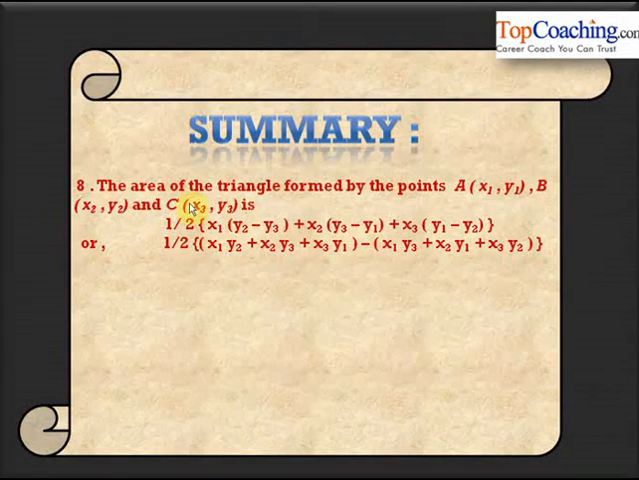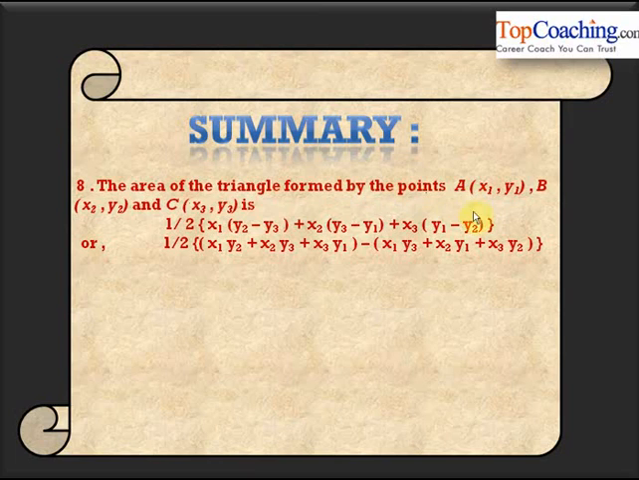The eighth point is the area of a triangle formed by the points A with the coordinates as (x1, y1), B with the coordinates as (x2, y2), and C with the coordinates as (x3, y3) is given by 1 by 2 into [x1 into (y2 minus y3) plus x2 into (y3 minus y1) plus x3 into (y1 minus y2)]. Or we can write this as 1 by 2 into [x1 y2 plus x2 y3 plus x3 y1 minus (x1 y3 plus x2 y1 plus x3 y2)]. So if we have a triangle ABC with the coordinates as (x1, y1), (x2, y2) and (x3, y3), then the area of the triangle formed by these coordinates is given by this formula.